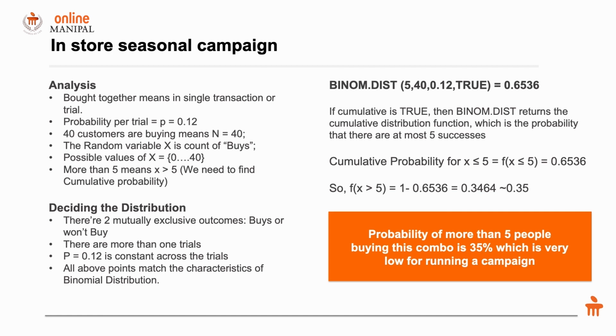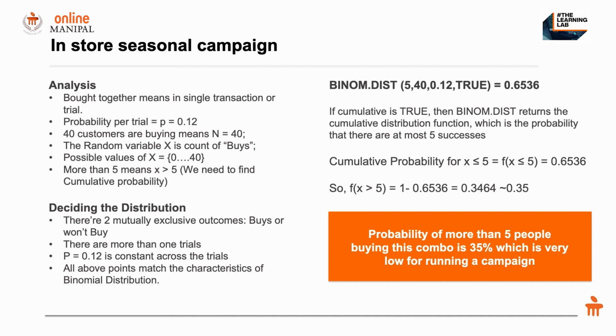We want at least 5 or more customers out of these 40 to buy the product, which means we need to find the cumulative probability of the variable. Now how do we decide the distribution? There are 2 mutually exclusive outcomes, buying or not buying. There are more than 1 trial, 40 trials in this case, and the probability is constant. All these are typical characteristics of a binomial distribution.